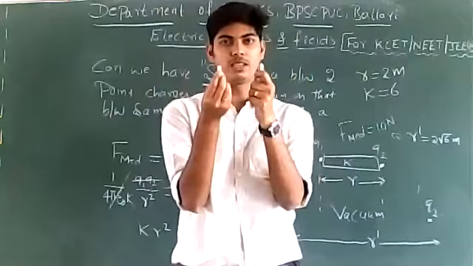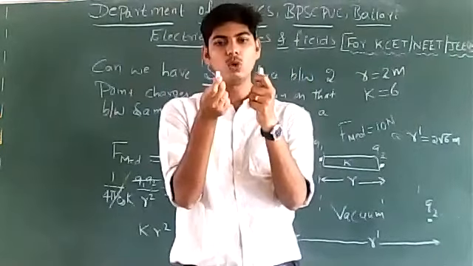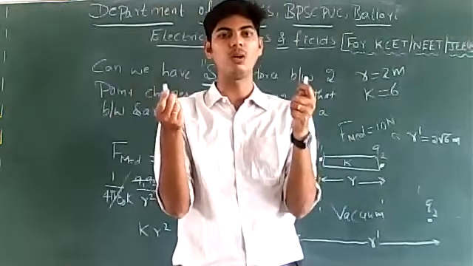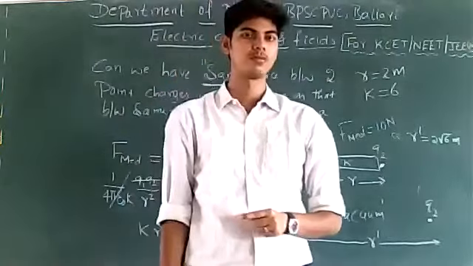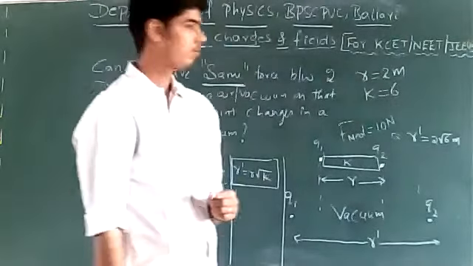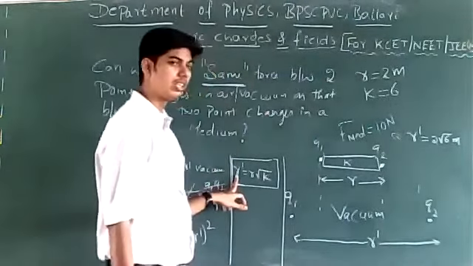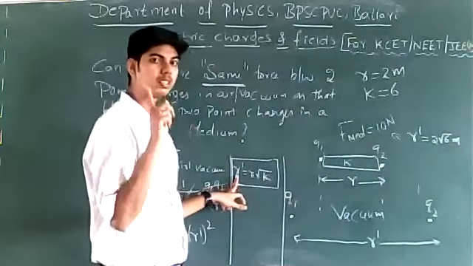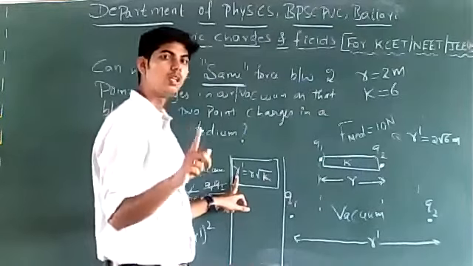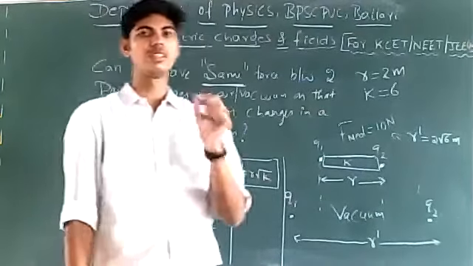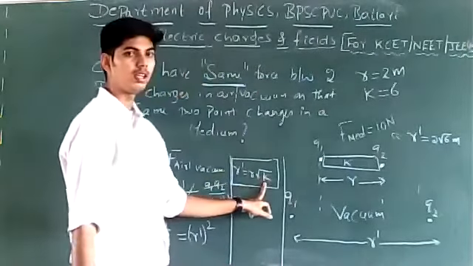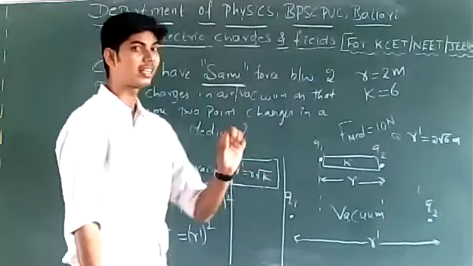When the medium was present the distance was 2 meters; remove the medium and make it 2 root 6 meters. The force between 2 point charges in vacuum will be the same as that in the medium. So this is the distance that must be increased in order to maintain the same force in the presence of air. So I have to increase the distance from R to R dash, where R dash equals R root K.